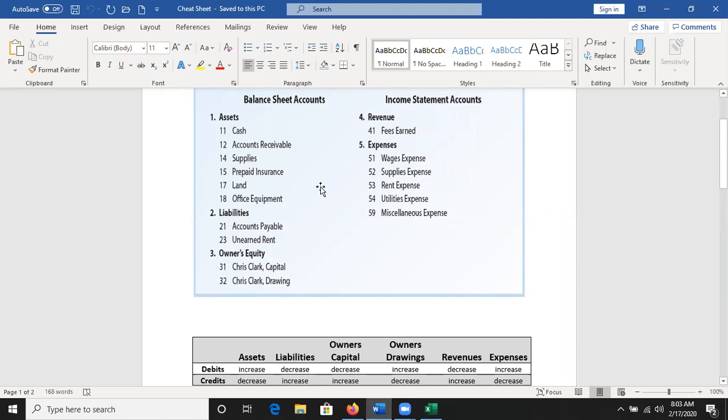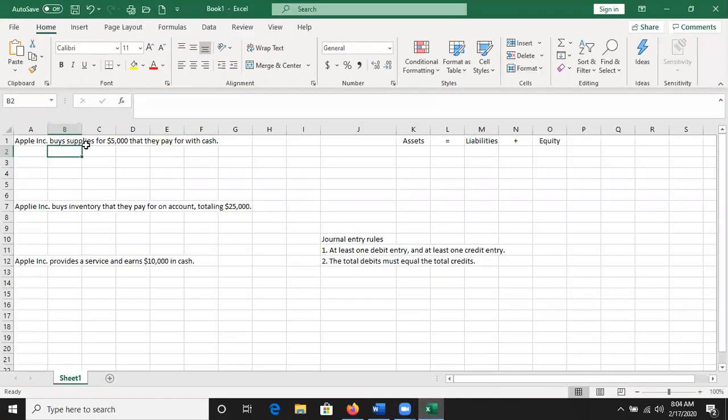And see, the transaction said Apple purchased supplies that they paid for with cash. If you're unfamiliar with specific account titles, which are the ones that aren't in bold, then come to this cheat sheet and read the account titles. This doesn't have all the account titles that exist, but it has a lot of them, and see what makes sense. So if Apple purchased supplies, I see supplies right there, for cash, I see cash, we got two accounts. And it doesn't seem like there's any other account that would be logical for this specific transaction. So we have our two accounts, supplies and cash.